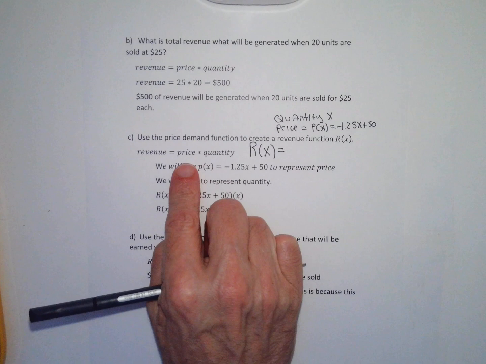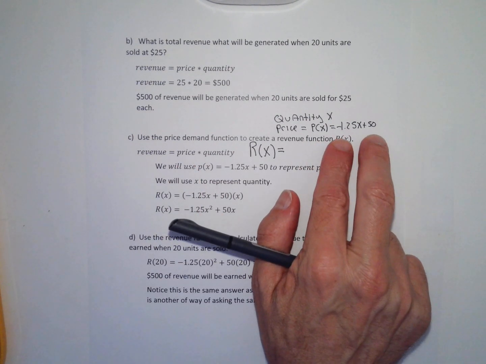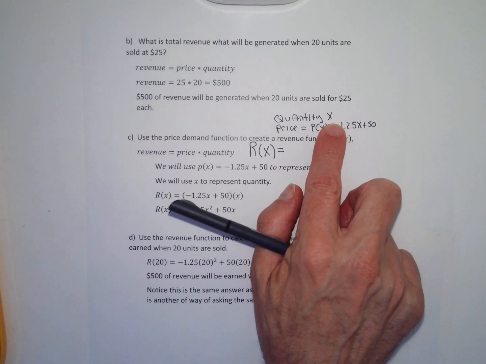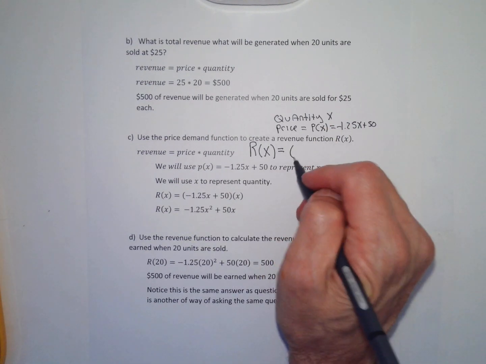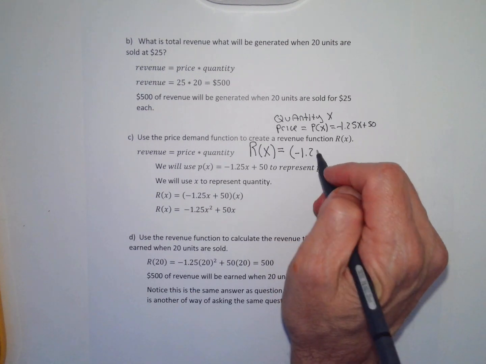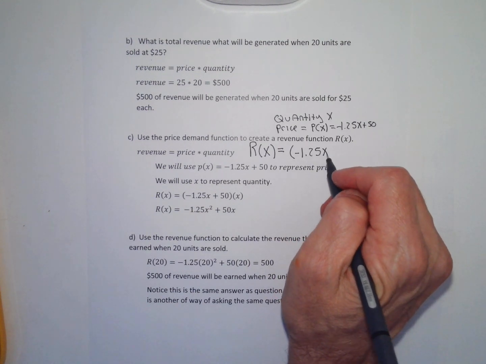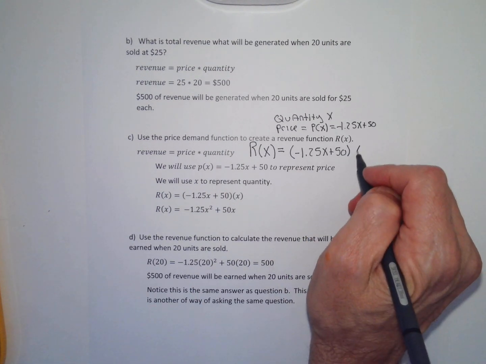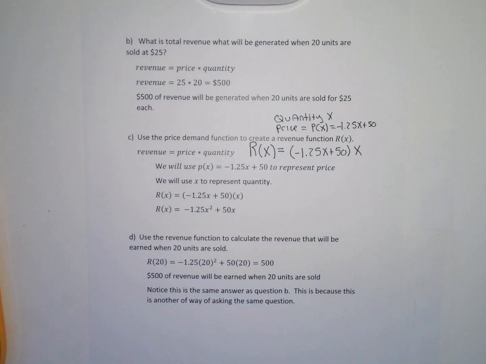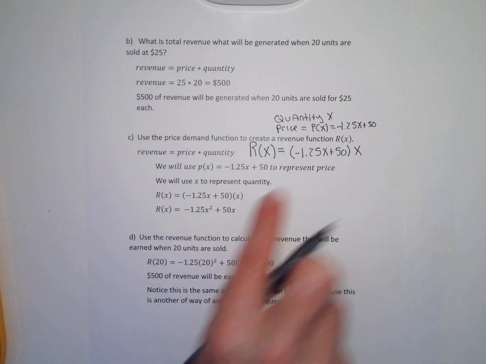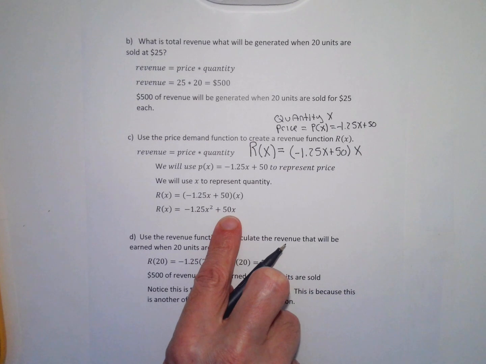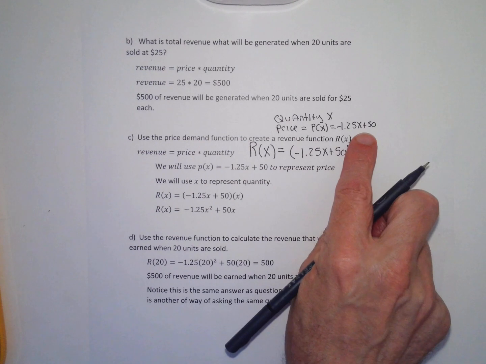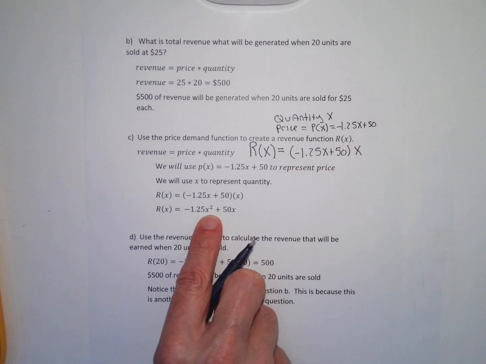So revenue is price times quantity. Price is the right-hand side of the price demand function. The quantity is X. So a revenue function for this particular product is the price demand function, which is the function that generates price based on a quantity, times the quantity X. And so my revenue function, if I simplify this, is going to be negative 1.25x squared plus 50x. So for this exact same product that had this price demand function, this is the revenue function.